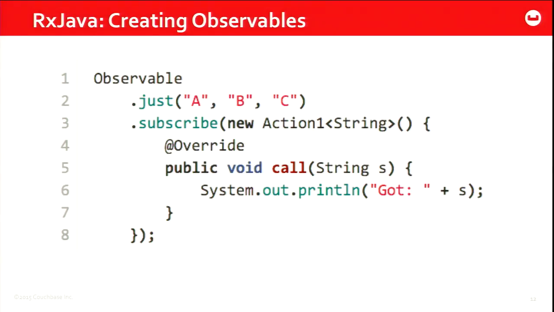So how does it look like in code? Well, we can call observable.just, pass in the strings A, B, C, and then our subscriber. And here we are using an overload of the subscribe method. We don't always need to implement all those three methods, right? Here we are only implementing the onNext method, and we just print out the value we got. So this will immediately print out got A, got B, got C, and so forth, right? So this is a very easy way to turn any data structure or a list or an iterable into an observable stream.